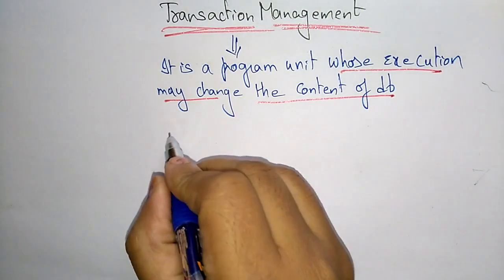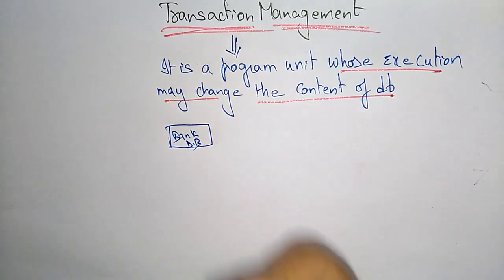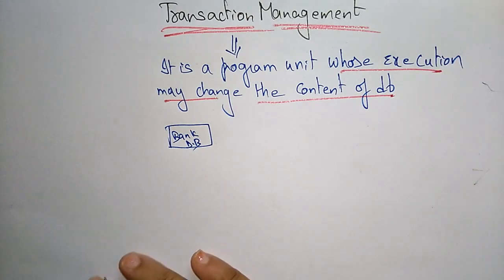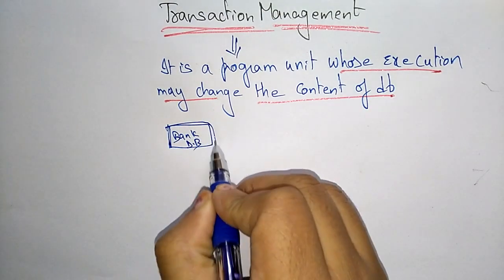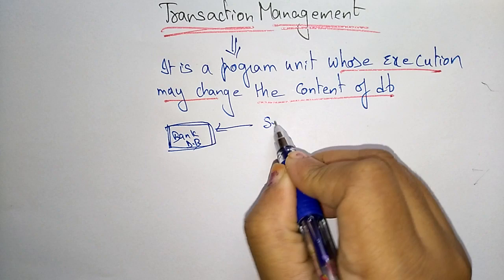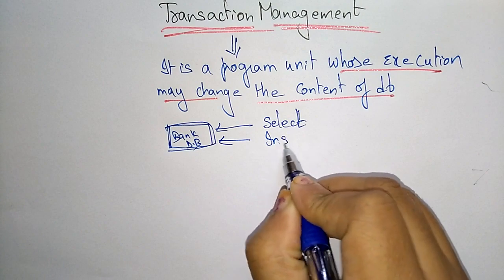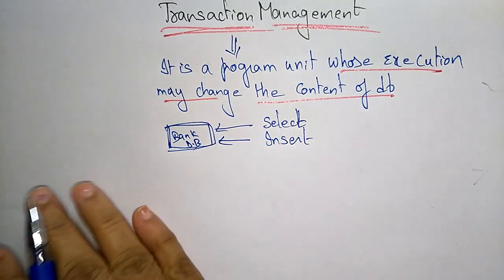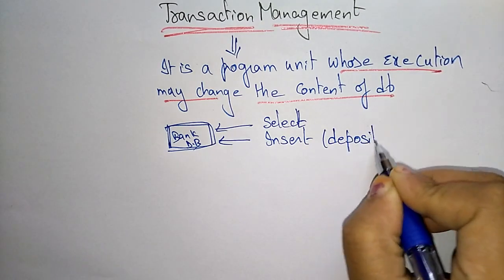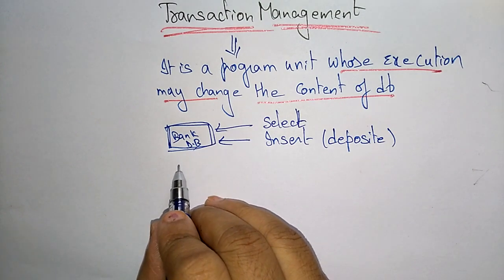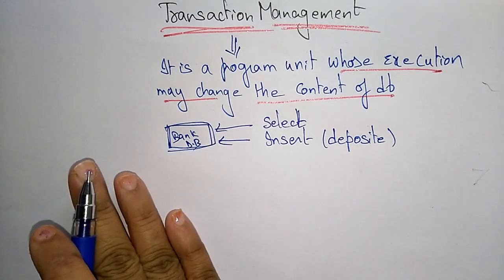Suppose you have a bank database. In a particular bank you have some accounts, so a database is there. Here a transaction means something whose execution may change the content of the database. How will this database content be changed? With the help of some select, you select from the database, and you do some insert. By using insert operations, you are depositing money into the bank. Whenever you deposit money in your account, the content of the database is changing. So that is one type of transaction.